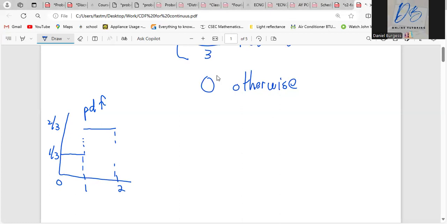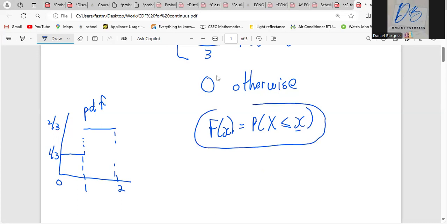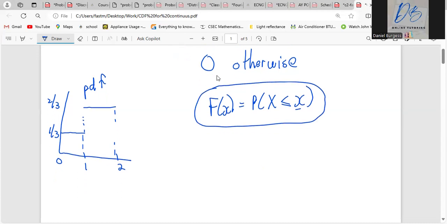Right? To get the CDF, you have to remember that this CDF, which is capital F of x, is basically the probability of X being less than or equal to some value x. You have to remember that. In this case, the probability, remember, is the area underneath the graph for continuous, equal to the integral from minus infinity to whatever ending of f of x dx.